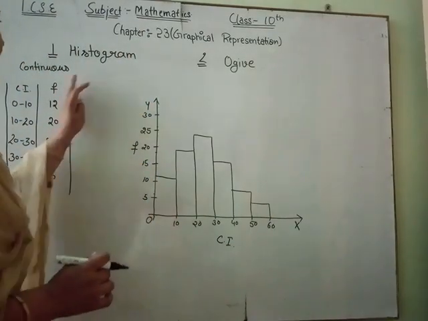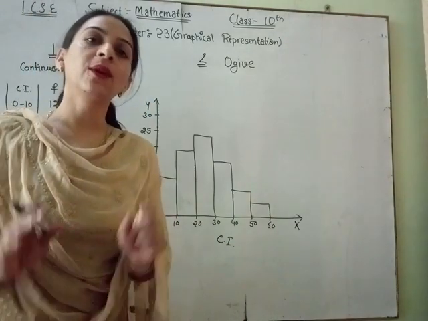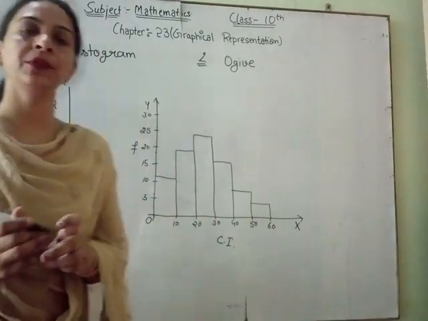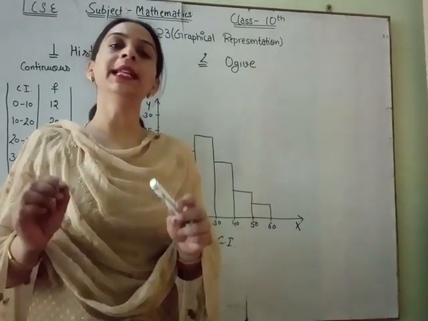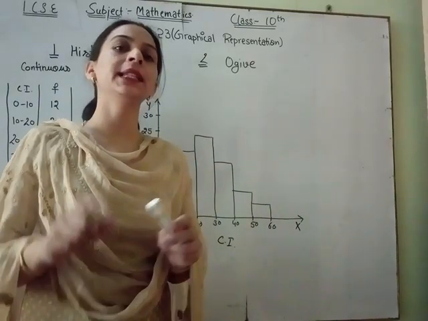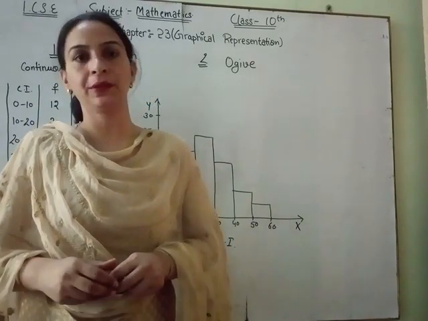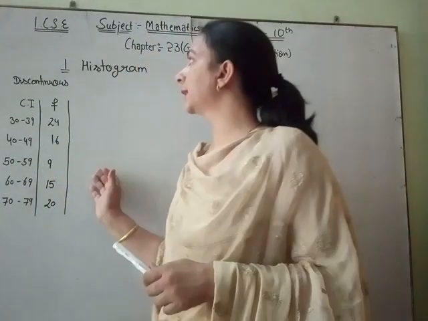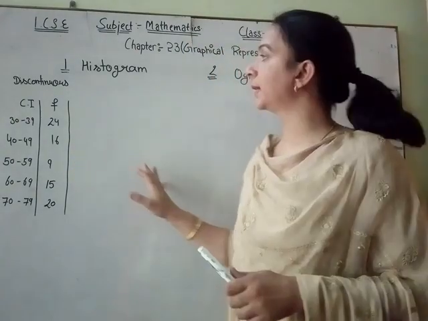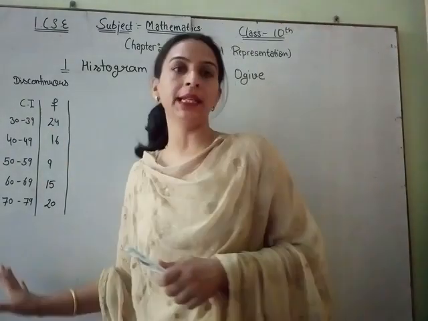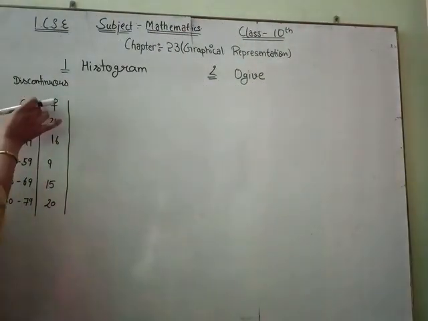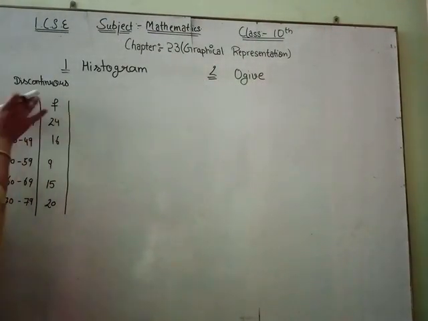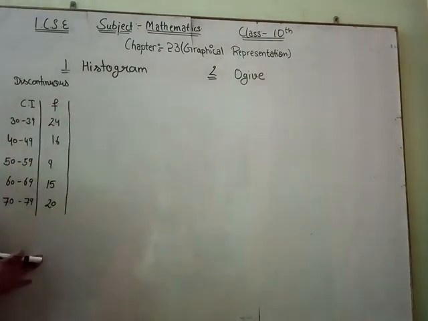This is the histogram for a continuous frequency distribution. Again, I will take a histogram for discontinuous; first, I will change discontinuous into continuous. This is the next example for histogram, for a discontinuous frequency distribution. This is the third question. There is class interval and frequency: the first column for class interval, the second for frequency.